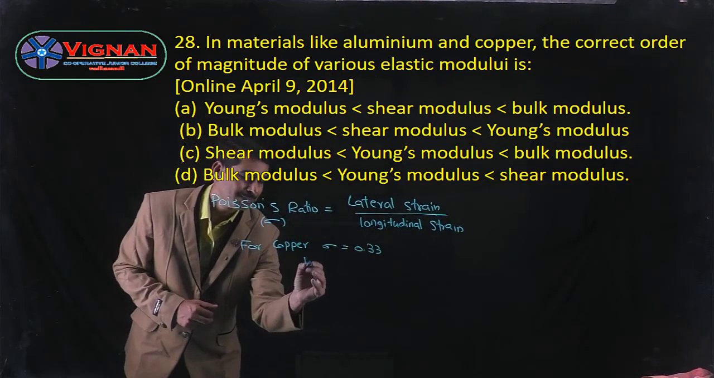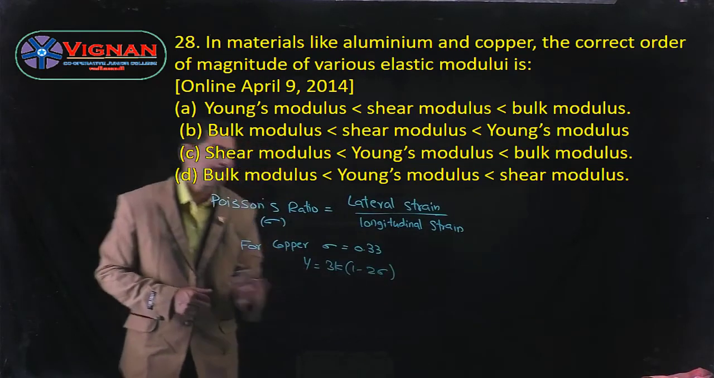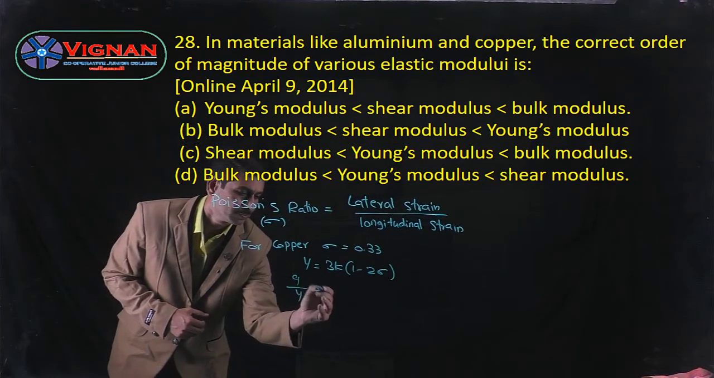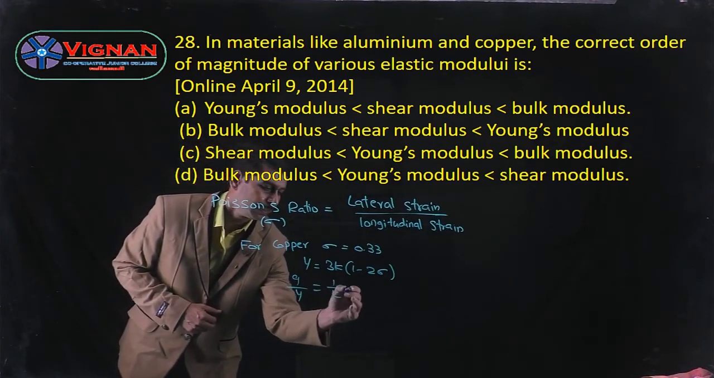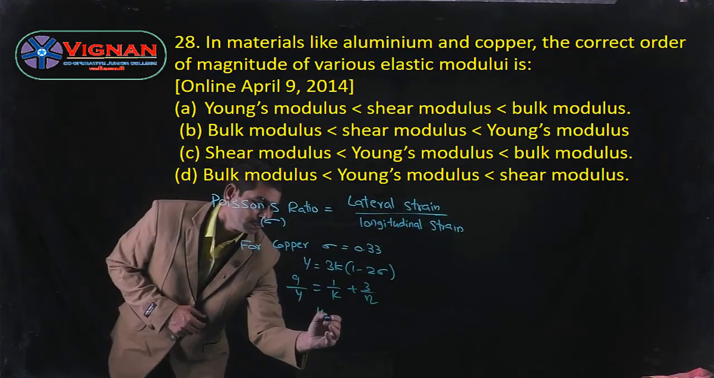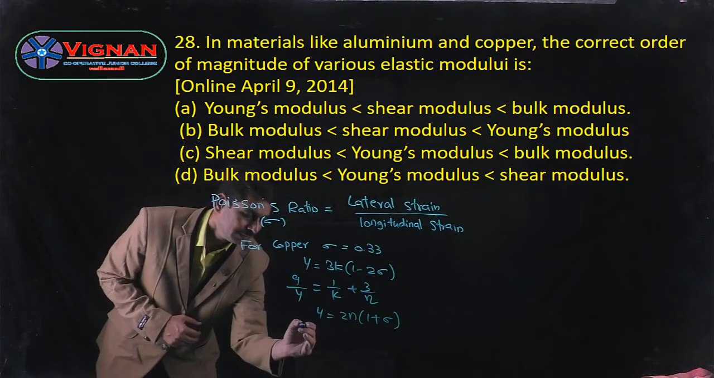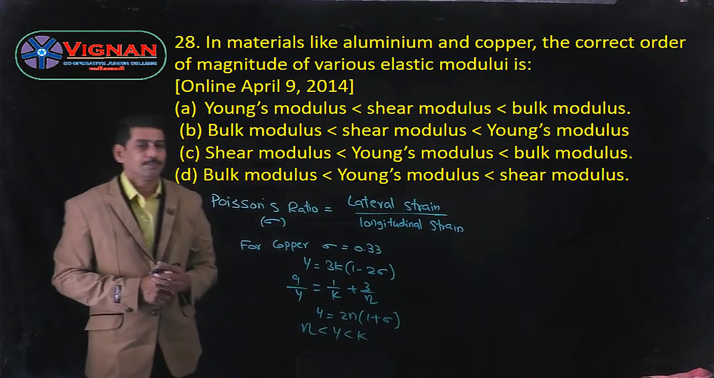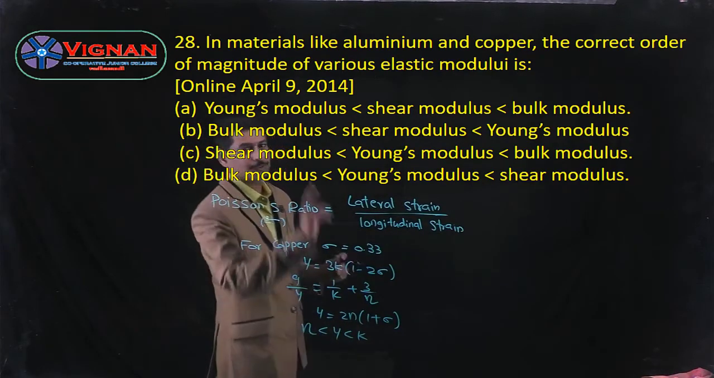We know Y is equal to 3K into 1 minus 2 sigma. 9 by Y is equal to 1 by K plus 3 by eta. Y is equal to 2 eta into 1 plus sigma. Here the order is eta is less than Y is less than K. That is, the shear modulus is less than Young's modulus is less than bulk modulus. So the answer is C.